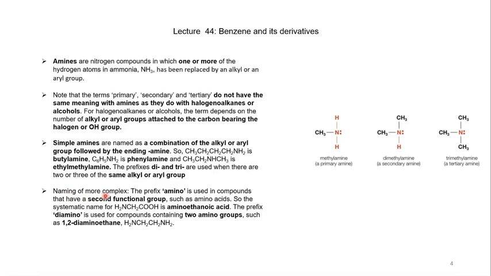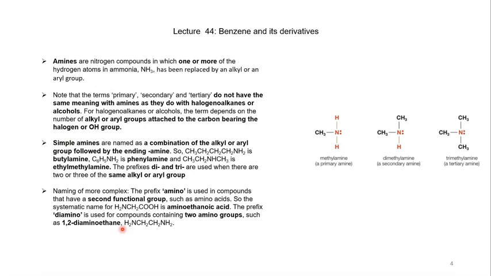Okay, the name amino is used in compounds that have a second functional group. For example, this is an amine, and then we have a second functional group here. This is an acidic group, so we call it aminoethanoic acid. We can also use the diamino functional group. Also here, this is an amine group, and this is another amine group, and there we can call it 1,2-diaminoethane.